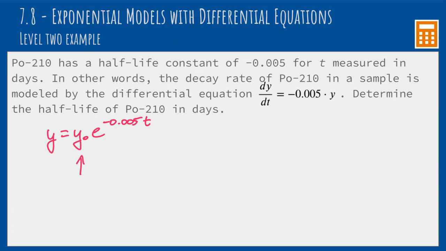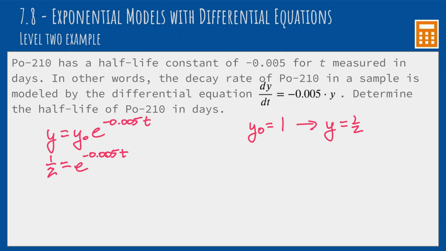We can pick any number we want for y naught and then just plug in half of that for y and use that to solve for t. So we could choose 100 grams to start with, and we want to know how long it takes to get to 50. We could start with 1 and get to 1/2. And that's actually what I'm going to use. I'm going to say y naught equals 1. So I want to know how long does it take until y equals 1/2, because that would be half as much as we started. So plugging that in, we get 1/2 is equal to e to the negative 0.005 t.